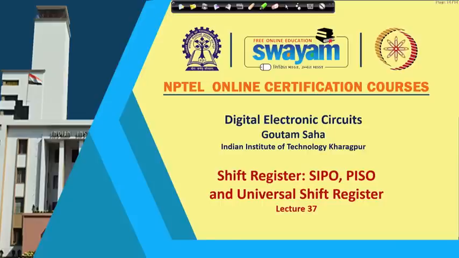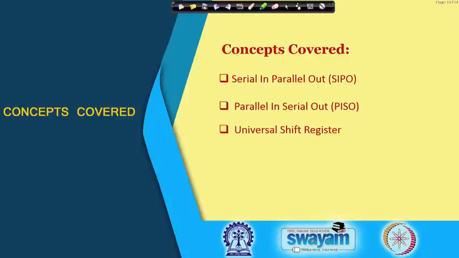Hello everybody. This week we have started discussion on shift register. In the last class we have seen parallel output option for register as well as serial in and serial out. In today's class we shall look at serial in parallel out (SIPO) and parallel in serial out (PISO), how they are used and how they look, and also the universal shift register. So, this is what we are going to discuss today.